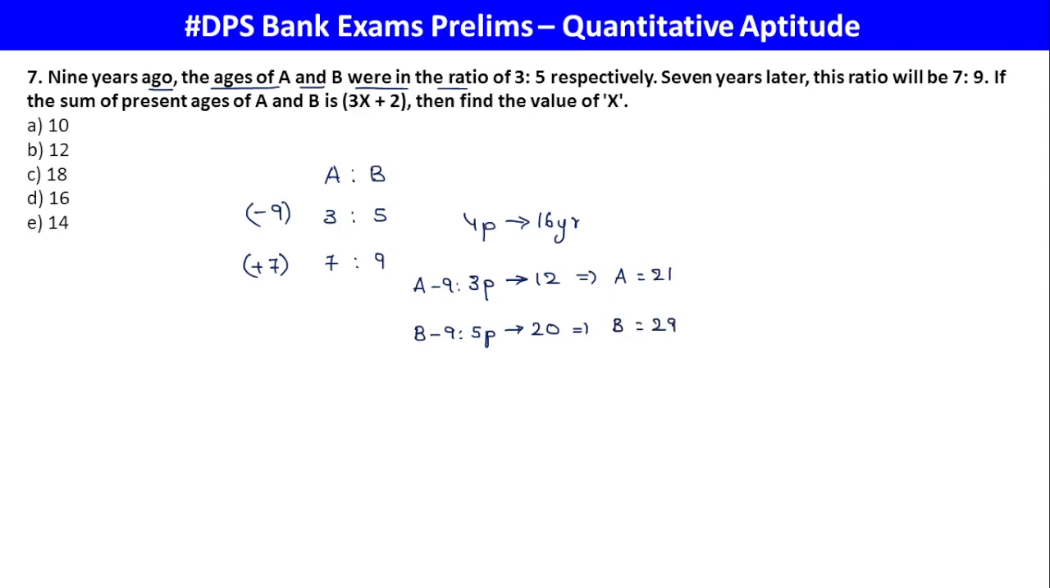Then if the sum of percentages, 3x plus 2 is equal to 50, 3x value 48, x is 16. Option D is the final answer for this question.